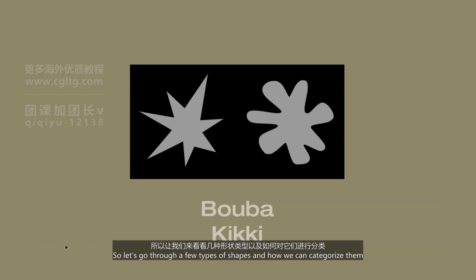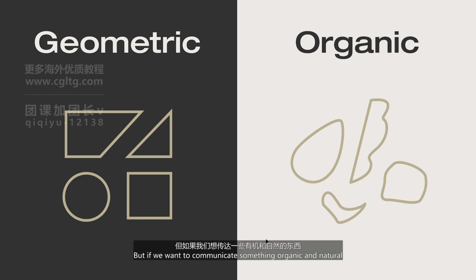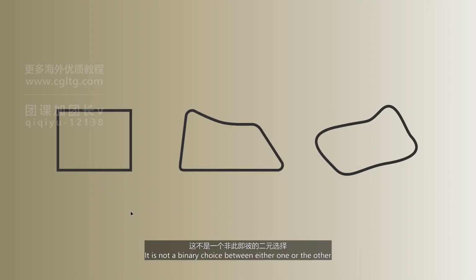So let's go through a few types of shapes and how we can categorize them. First, we have geometric and organic, which is sometimes called biomorphic, but geometric and organic work for us. So geometric shapes, they are mathematically precise. Organic, they are irregular. They tend to occur more in nature. Now, if we take these very literally, if we want to communicate something very solid that has a structure that is precise, we might want to use geometric shapes. But if we want to communicate something organic and natural, using organic shapes seems appropriate. But we'll get deeper into that later, because this is, of course, a spectrum. It is not a binary choice between either one or the other.